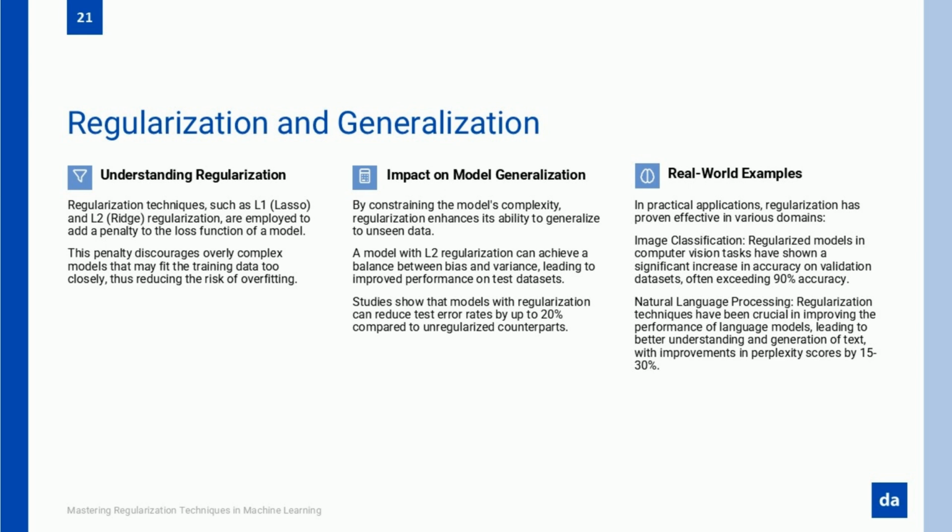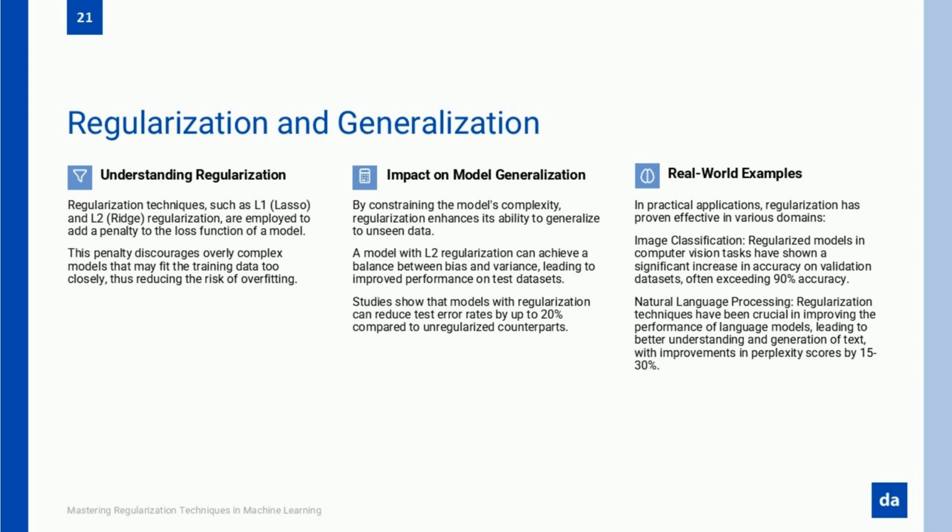Let's take an example of L2 regularization, Ridge. When you apply L2 regularization to a model, it smooths out the parameter values, ensuring that no single feature dominates the prediction process. This improves the model's ability to handle variations in test data, leading to better performance on validation datasets. Image classification. In computer vision tasks, regularization techniques have significantly improved accuracy on validation datasets.